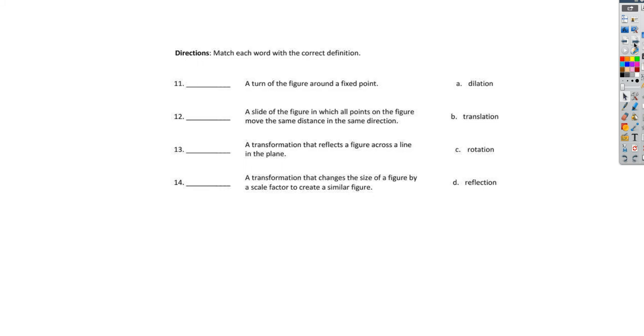Now, number 13. A transformation that reflects a figure across a line in the plane. Is that A, dilation, B, translation, C, rotation, D, reflection? And 14. A transformation that changes the size of a figure by a scale factor to create a similar figure. A, dilation, B, translation, C, rotation, D, reflection.